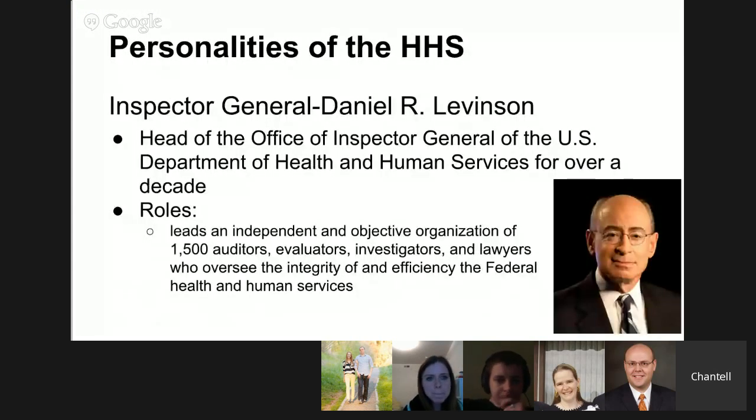Next. Another important personality of the HHS is the Inspector General, who is Daniel R. Levinson. He's the head of the Office of Inspector General of the HHS, and he's been in it for over a decade, which is pretty impressive. He leads an independent and objective organization of 1,500 auditors, evaluators, investigators, and lawyers who oversee the integrity and efficiency of the federal health and human services.